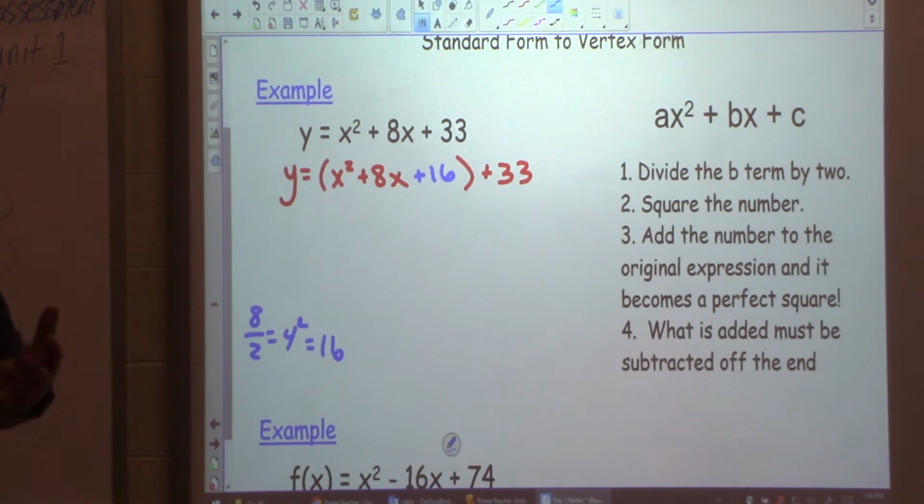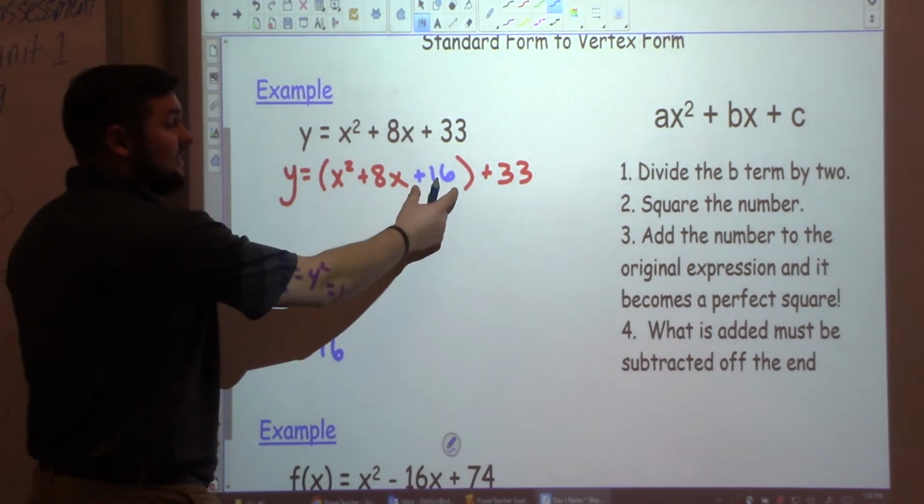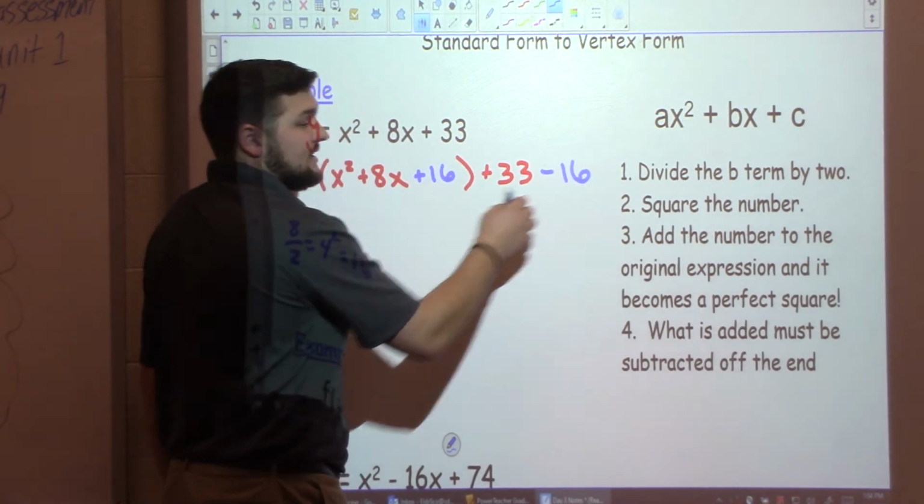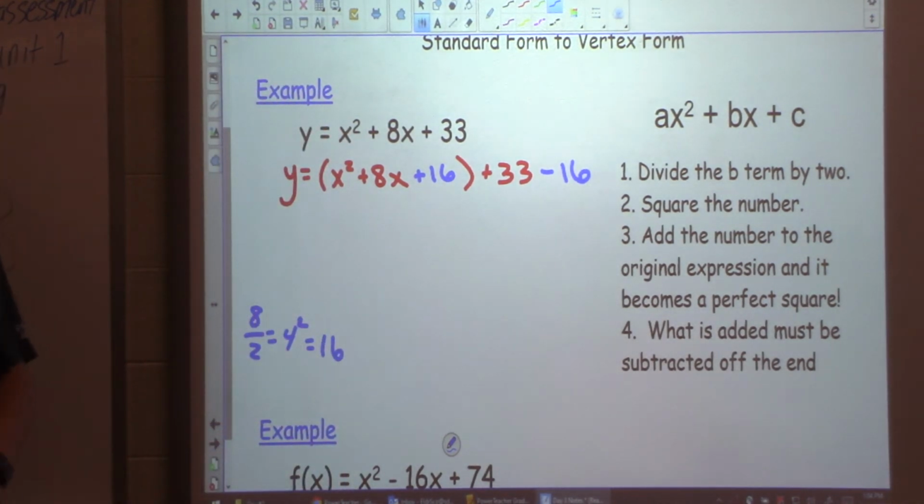It's going to be great. But if I add it on the inside, I have to subtract it on the outside, because I don't want to change the equation at all. If I do that, I'm basically adding 0 to it. 16 minus 16 is 0. I don't want to change the equation, I just want to change its appearance.